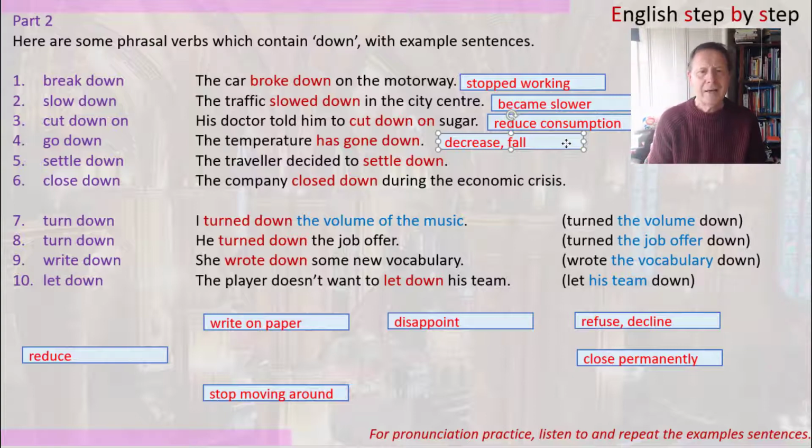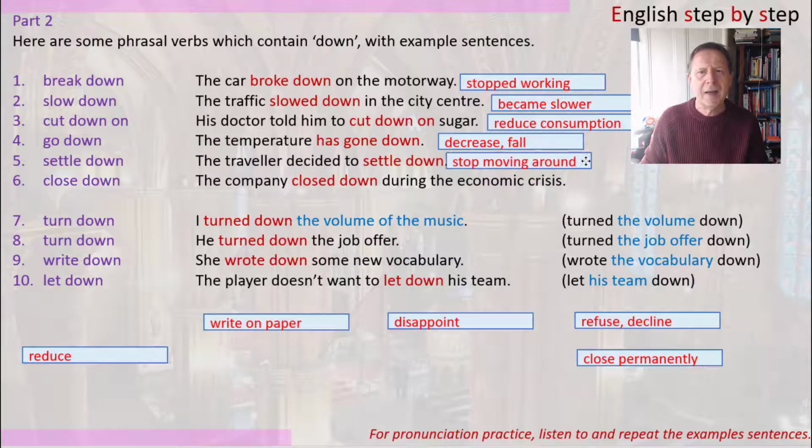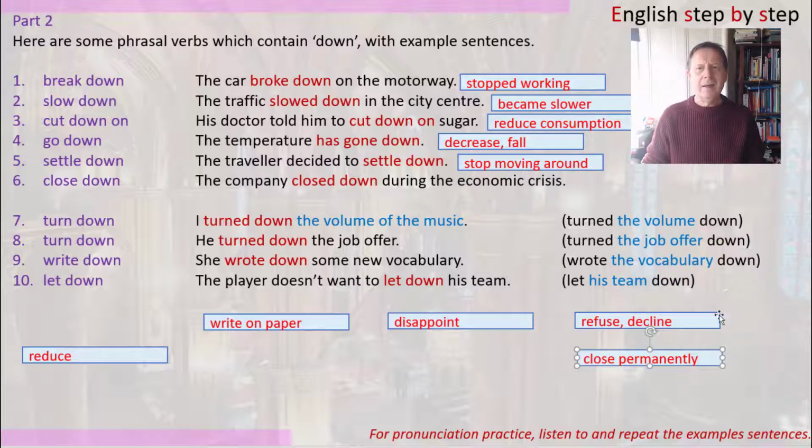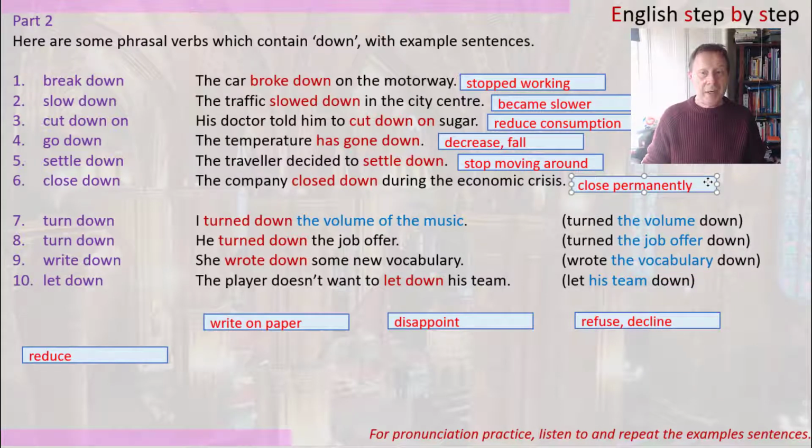Number five, settle down. The traveller decided to settle down. And in this case, we could put it into other words as stop moving around. Number six, the company closed down during the economic crisis. And in this case, we have to say something permanent has changed. So it has closed permanently.